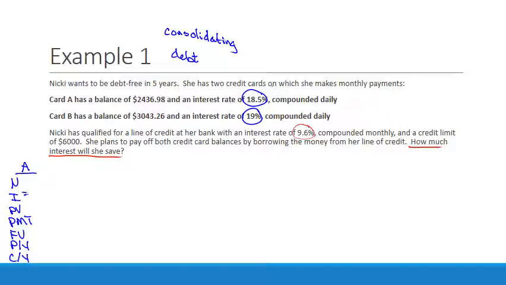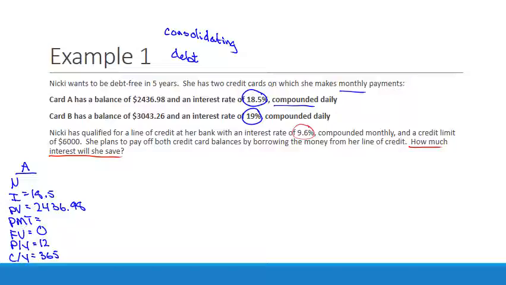All right, so the interest for credit card A is 18.5%. The present value, that's what she owes, so that's $2,436.98. The payment. It doesn't say the payment, so I guess we're going to have to figure that out. It does tell us, though, up here that it's monthly payments, so I know that's 12. I kind of skipped future value. Remember, our intention is to pay it off, so it's going to make it 0. And compounds per year, it says compounded daily, so 365.